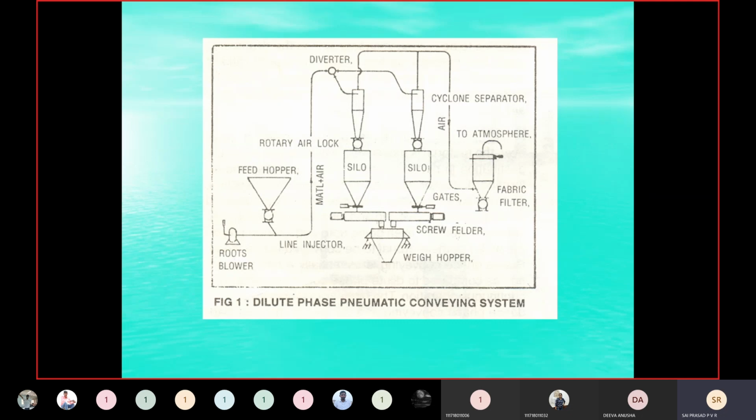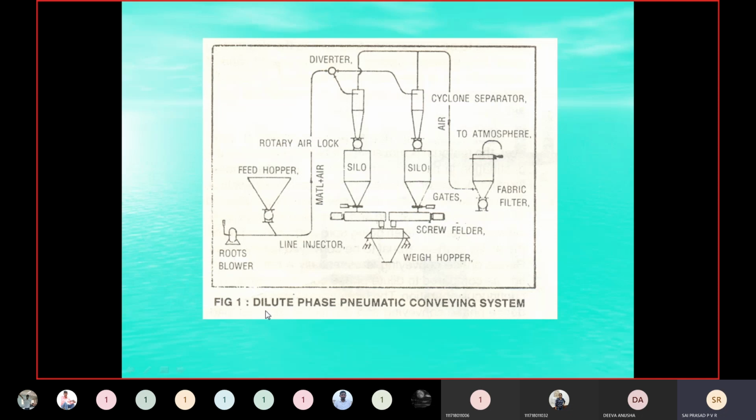In the fabric filter, the mass and air will be entering, and through the fabric the gas will pass, but the solids cannot, so the solids stay back. Hence the name fabric filter. From the top, the air or the operating fluid will be going out, and depending upon its importance, we can recycle it back. So this is about the dilute phase pneumatic conveying system.